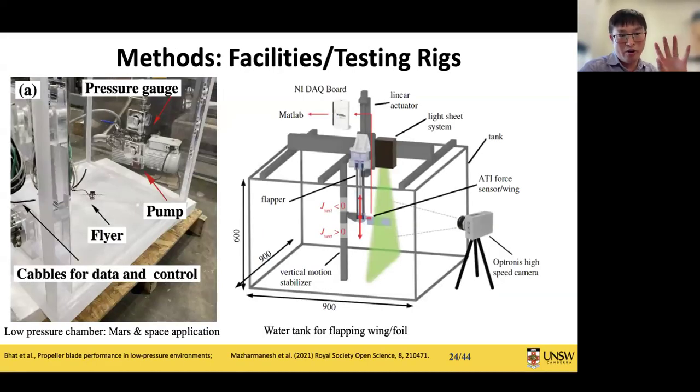All right, here are just briefly the experimental facilities. We have a low pressure chamber to mimic the Martian atmosphere. I will skip those details. And this one is a water tunnel, a water tank, for flapping wing facilities. Now all these are our methods. Next, I'll go to some applications.